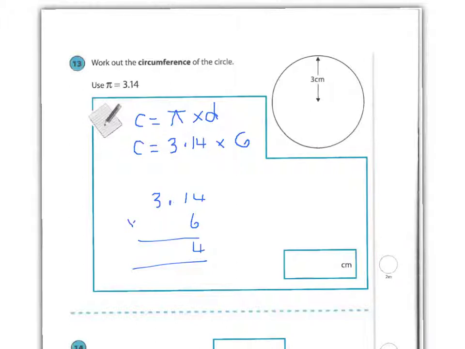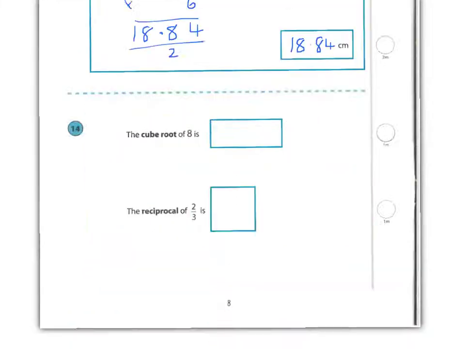6 4s are 24, so carry the 2. 1 6 is 6, and 2 is 8. 6 3s are 18, giving me an answer of 18.84 centimetres. Question 14. The cube root of 8 is 2, and this is because 2 times 2 times 2 gives me 8. The reciprocal of 2/3 is, now we invert the fraction, flip it, so it's 3 over 2, or 3 halves.